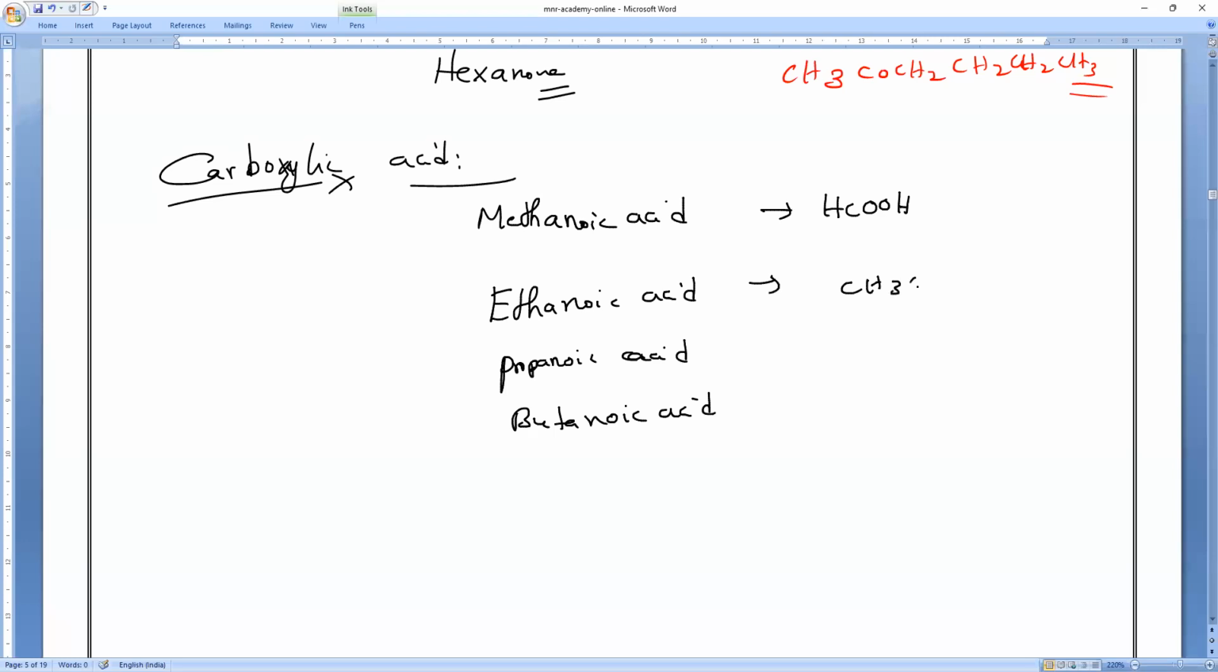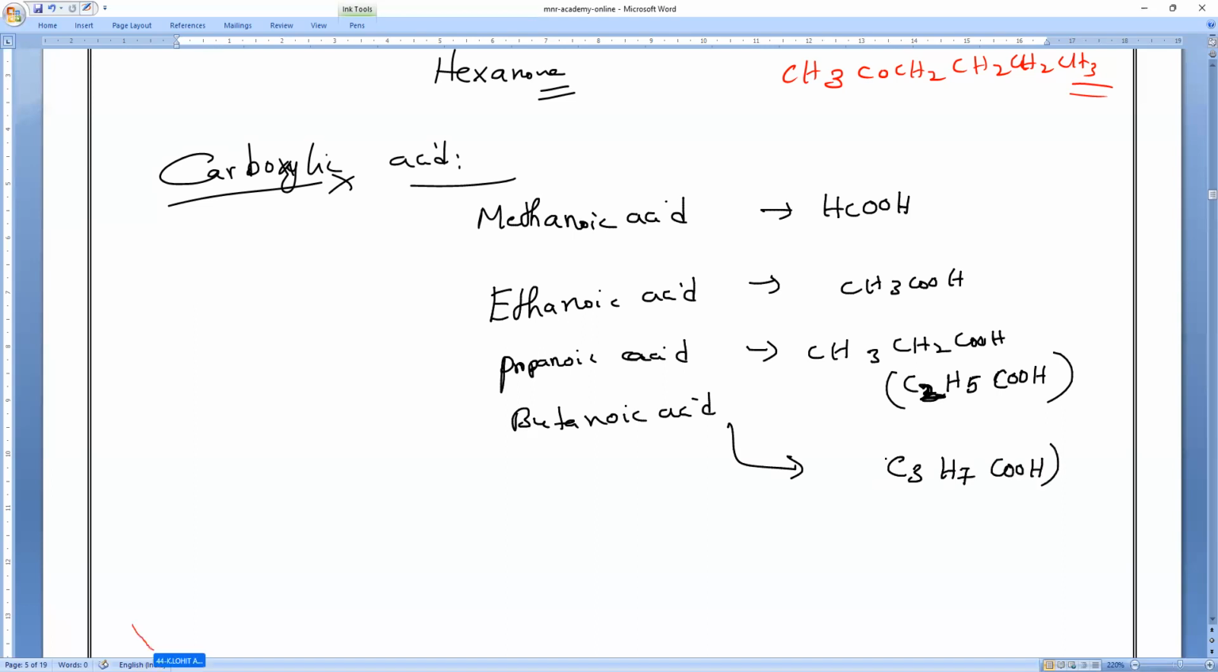Next one, CH3COOH. Next one, CH3CH2COOH. This one I can write as a combined one. How is it, anybody? C2H5COOH. Sorry, it is C2, not C3. Propanoic acid has 3 carbons in total. Next, butanoic acid, C3H7COOH. Okay, you understand?